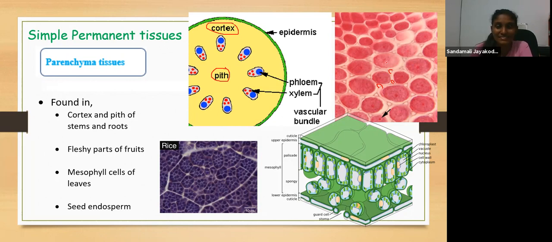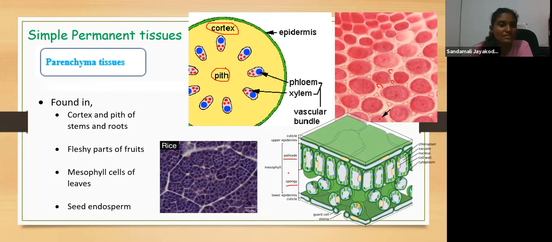It is not photosynthesizing like a leaf. It has a vacuole which contains different pigments in it. So that's why it is red in color. Then mesophyll cells of leaves. There are two types of mesophyll cells. They are palisade and spongy. This spongy mesophyll and palisade mesophyll.